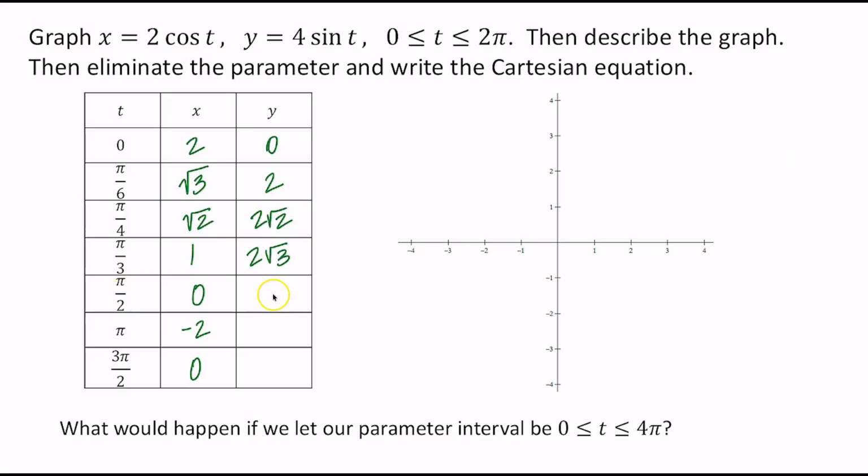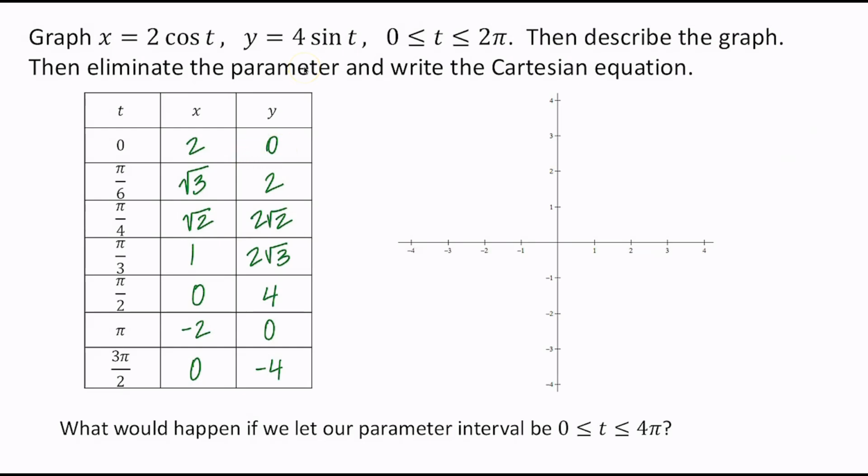Sine of pi over 2 is 1. So we're going to have 0, 4. And then sine of pi is 0. 4 times 0 is 0. And then sine of 3 pi over 2 is negative 1. So 4 times negative 1 is negative 4. All right. So now let's go ahead and plot these points.